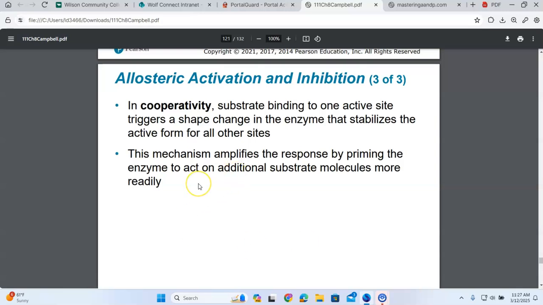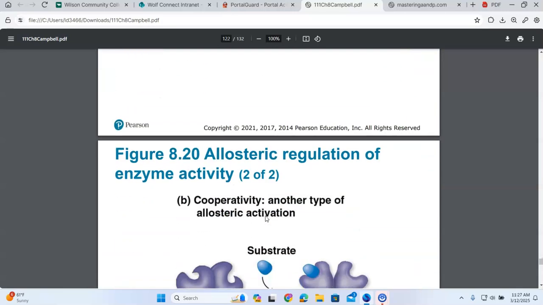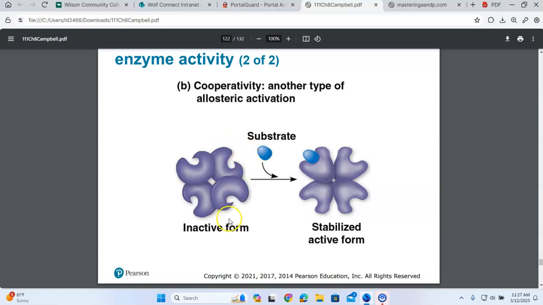And then there is this concept of cooperativity, which is when the substrate binds to one active site and triggers a shape change in the enzyme that stabilizes the active form for all other sites. And this amplifies the response of the enzyme. So let's see if there's a good picture. All right, so cooperativity: you have the inactive form of the enzyme. When the substrate binds to the active site, it converts it to its stabilized active form. So this binding of the substrate is causing the enzyme to be more effective. It's like allosteric activation, but it's caused by the substrate itself binding to the active site.